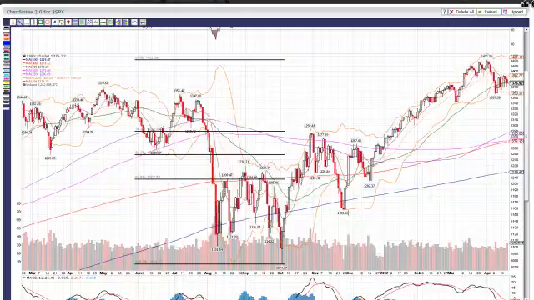S&P 500 recap, technical analysis for April 19th, 2012. Let's go right to the chart. We've got our retracement ranges already in place here to start out the annotation of the chart.